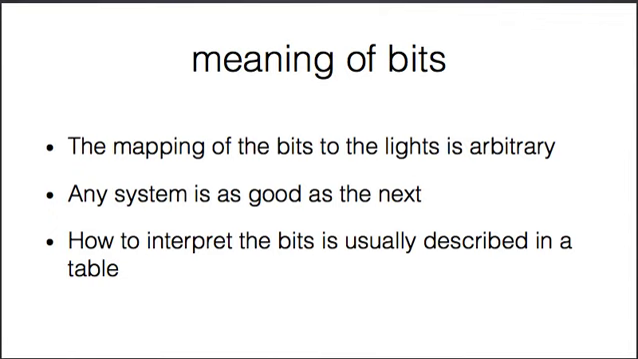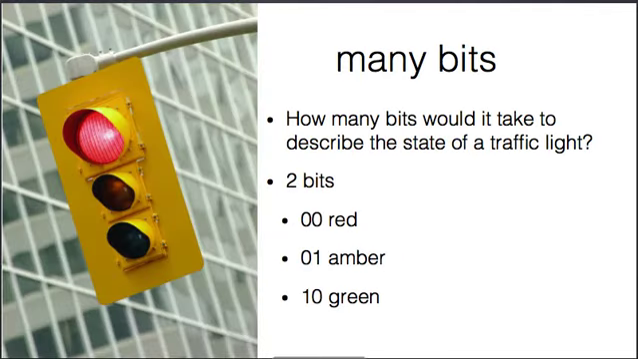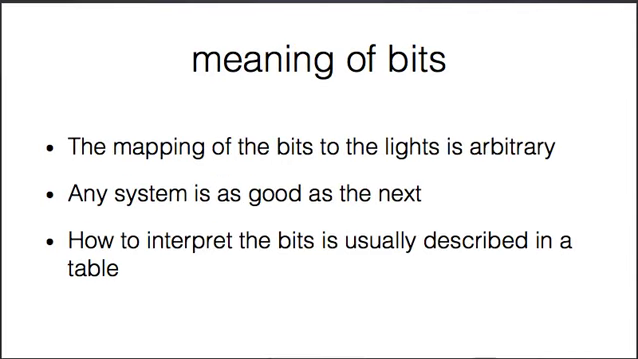One system of mapping the bits is as good as the next. So I said here 0, 0, let's call that red. 0, 1, let's call that amber. 1, 0, we let that be green. And 1, 1, we haven't assigned anything to that. We could do it any number of ways. It's totally arbitrary. And that's a really important point.